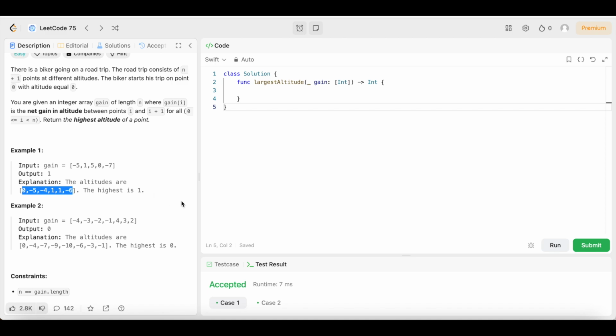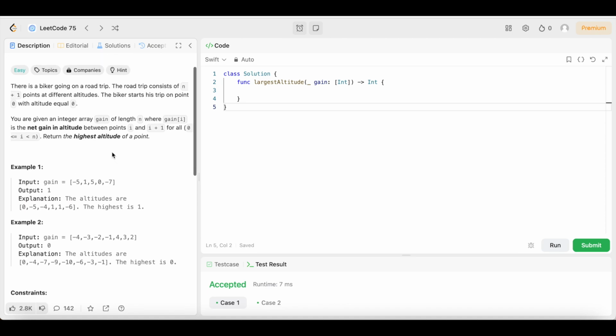So let's figure out how they got these numbers. It can look a little tricky, but it's not that tricky. So let's start from the beginning. Remember, the biker starts his trip on point 0 with altitude equal to 0. So that's this right here, right? So we're starting at 0, and once we start at 0, then we're just looping through this array right here, and we're adding all the integers as we go along.